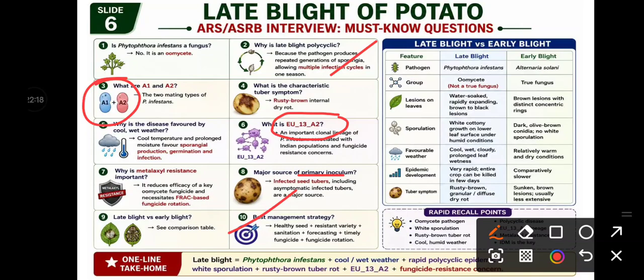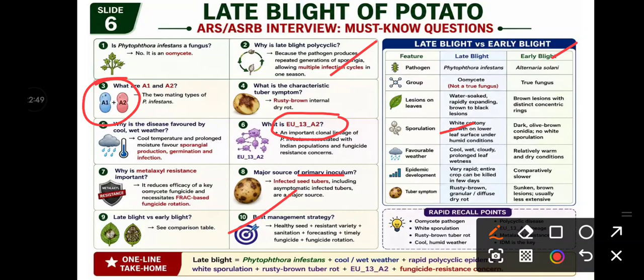Then about the difference between late blight and early blight. So the pathogen for late blight is Phytophthora infestans, which is an Oomycete. But for early blight, it is Alternaria solani, which is a true fungus. Then lesions, about the symptom on leaves. In late blight, we observe initially a water soaked lesion that ultimately develops into a brown necrotic lesion, and on the underside you will get the cottony growth.